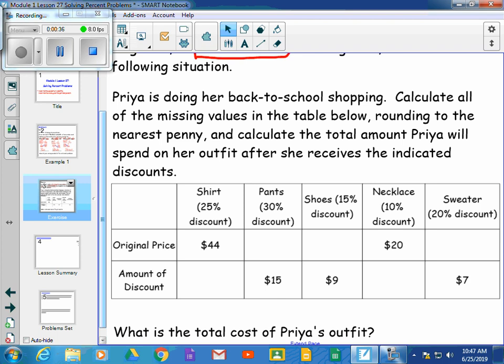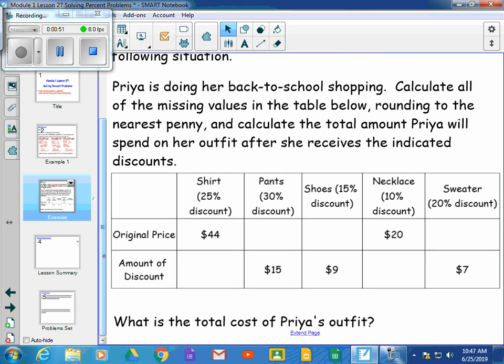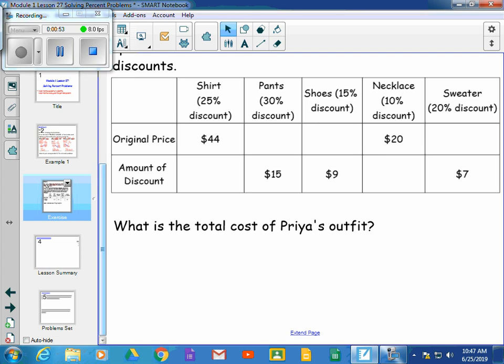It says Priya is doing her back-to-school shopping. Calculate all the missing values in the table below, rounding to the nearest penny, and calculate the total amount Priya will spend on her outfit after she receives the indicated discounts. Now, she's going to buy a shirt, a pair of pants, the shoes, a necklace, and a sweater, and all of those are on sale. The percent that say discount is the percent that she is going to save.